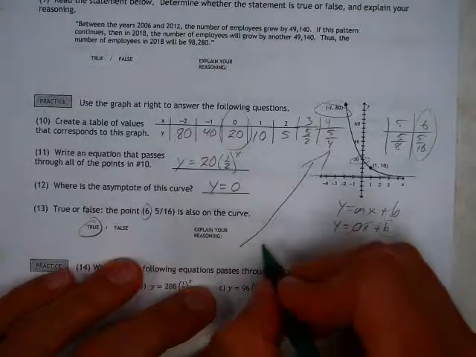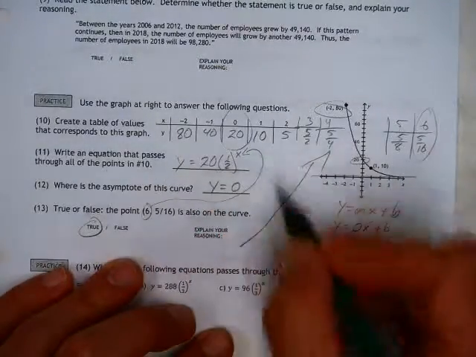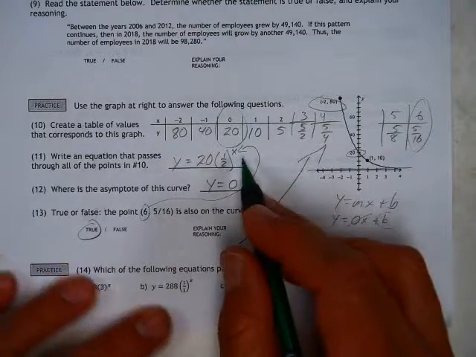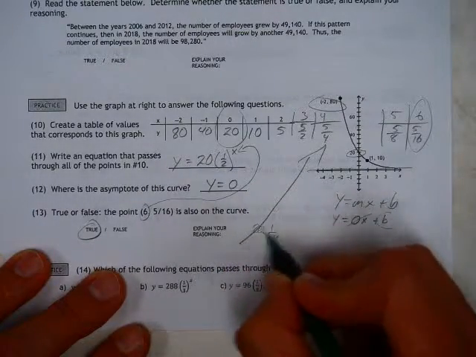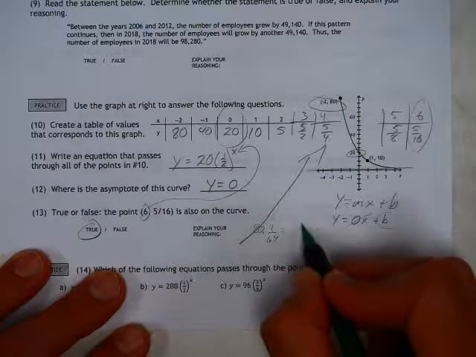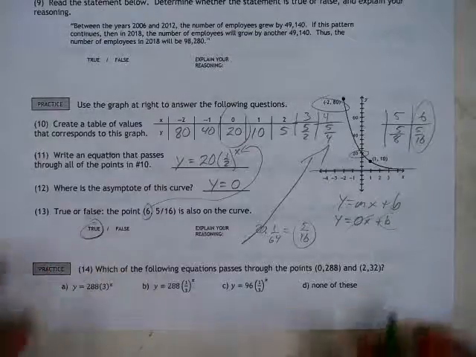Another pretty straightforward thing would be just to plug a 6 in right there. Plug a 6 in here. 1 over 2 to the 6th power is 1 over 64. If you reduce 20 times 1 over 64, that'll also give you 5 over 16. So either one of those, as long as you're showing your work, you should be in business.